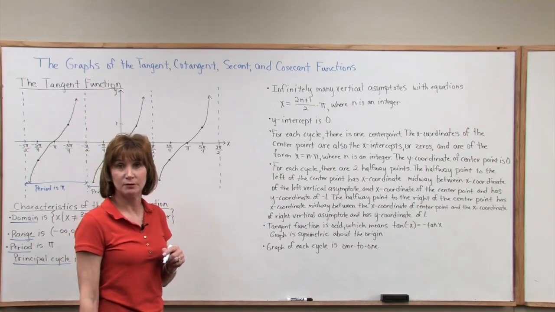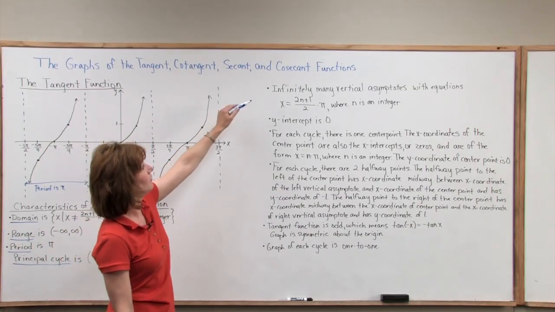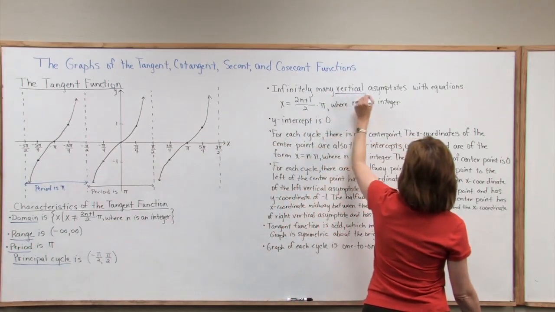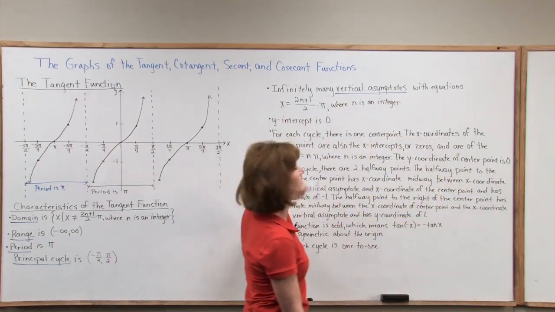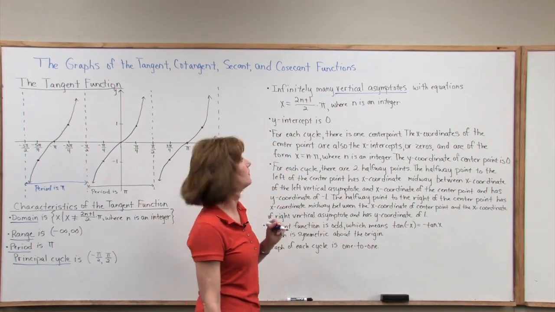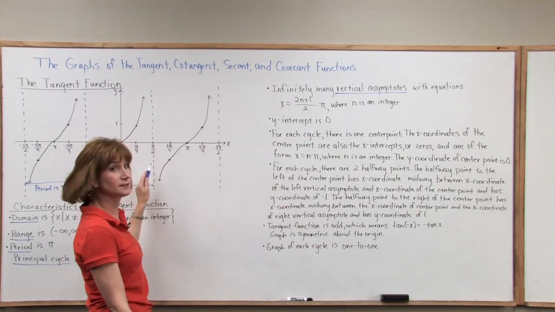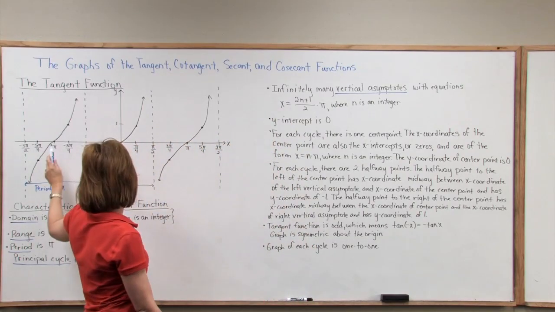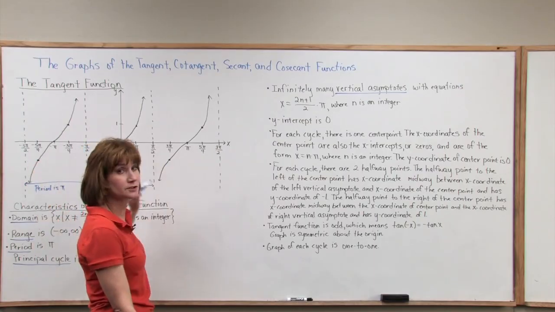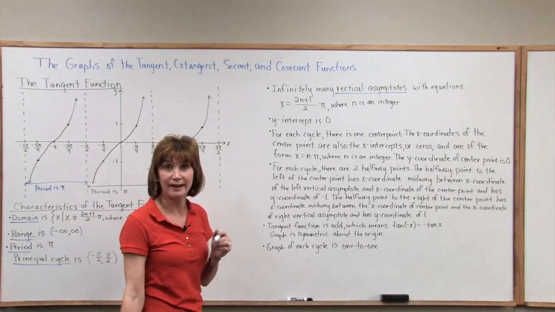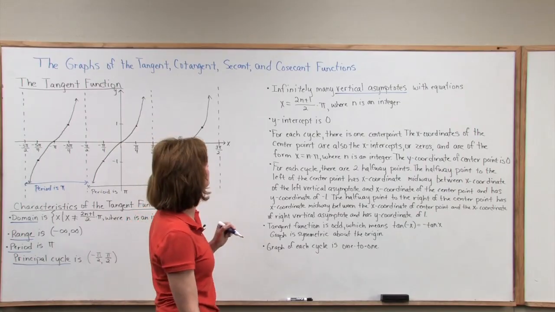The tangent function, remember, is undefined. And where it's undefined, there are vertical asymptotes. They occur where x is equal to (2n plus 1) over 2 times pi. Again, odd multiples of pi over 2. Look at the graph. We have vertical asymptotes at pi over 2, 3 pi over 2, negative pi over 2, negative 3 pi over 2. The next one would be at 5 pi over 2.